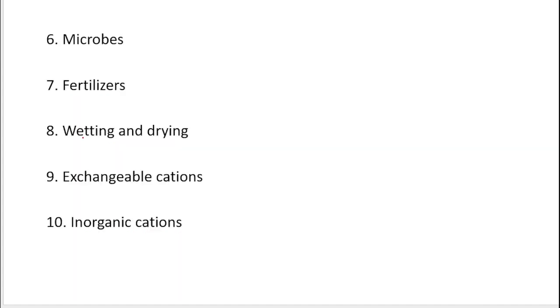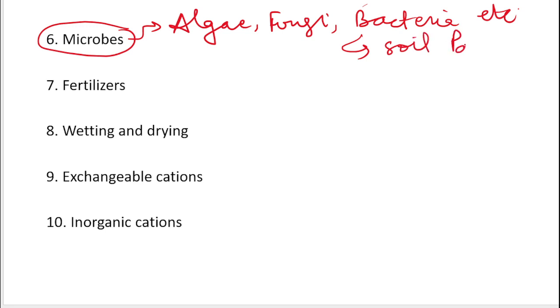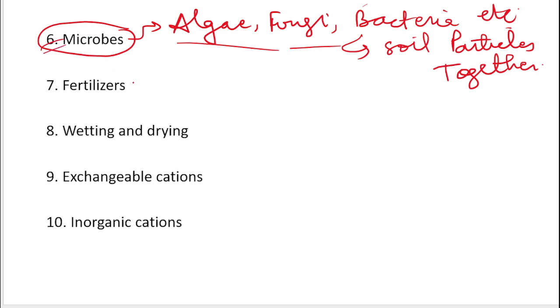Moving on, microbes have great impact on soil structure, microbes such as algae, fungi, bacteria, etc. They all help in keeping soil particles together, bind up करके रखते हैं. So they also highly influence soil structure and make it good.